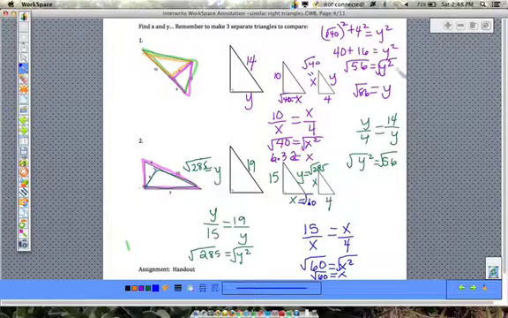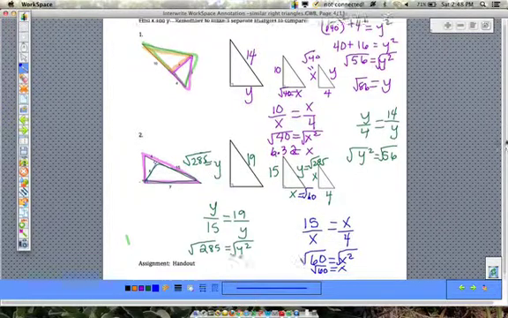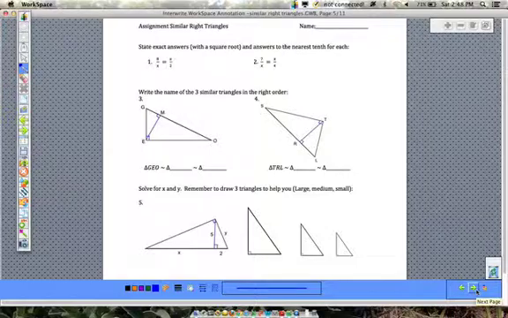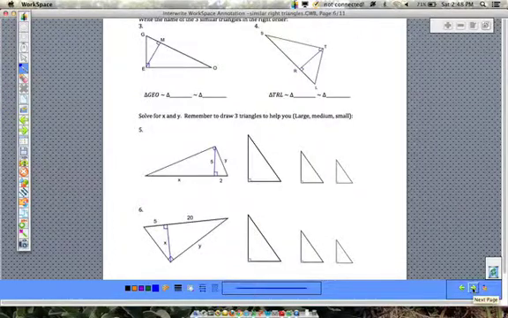So that concludes the lesson for similar right triangles, and then you can complete the handout, which is on the next page in the packet with number 1 through 6.